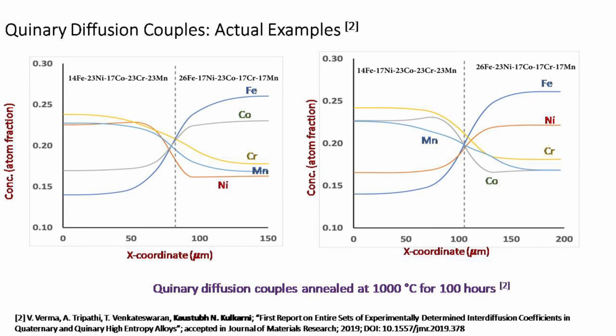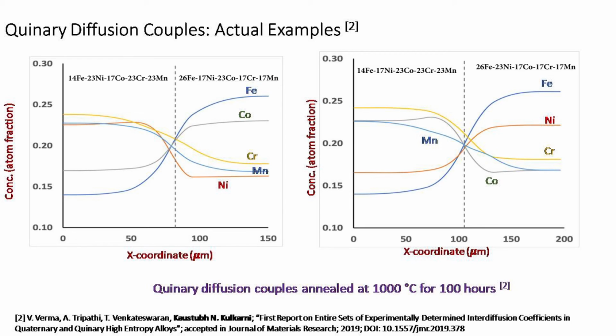This is another example. This is in a quinary diffusion couple. In fact, two diffusion couples I am showing again from this reference, recently published in JMR. The first couple was assembled between quinary alloys. Quinary means 5 component system. On the left side we have 40 iron, 23 nickel, 17 cobalt, 23 chrome, 23 manganese. The concentrations are in atom percent. And the right side 26 iron, 17 nickel, 23 cobalt, 17 chrome and 17 manganese.